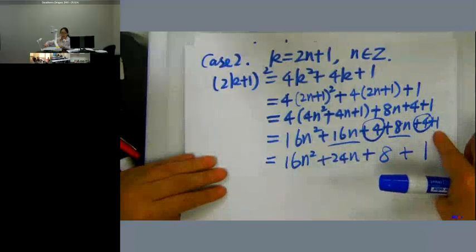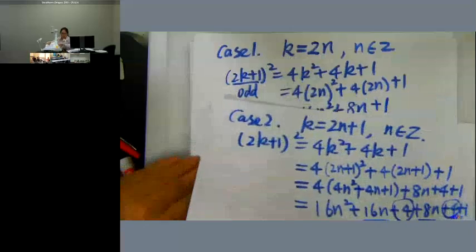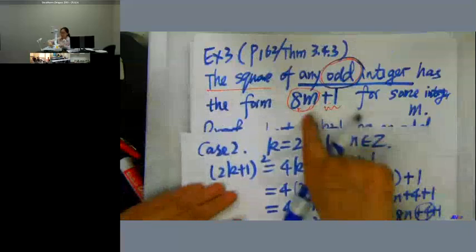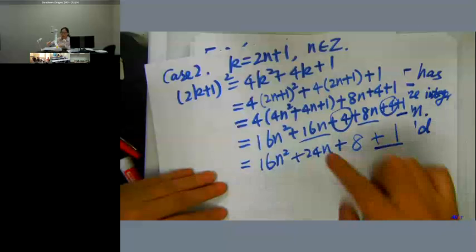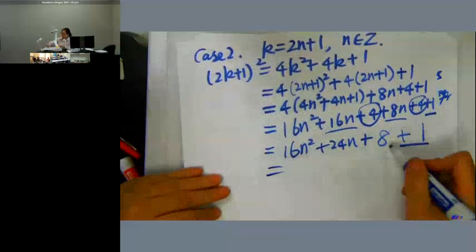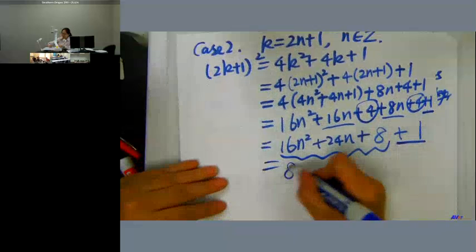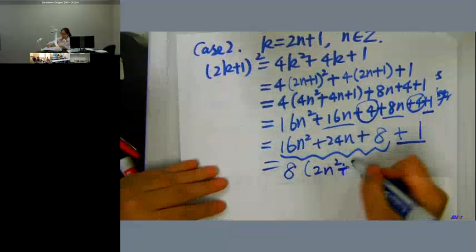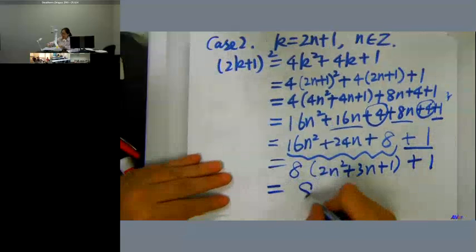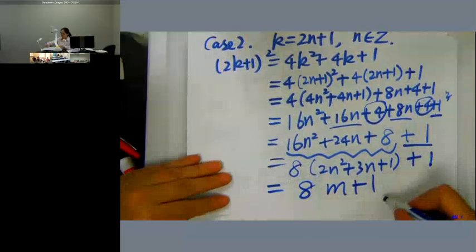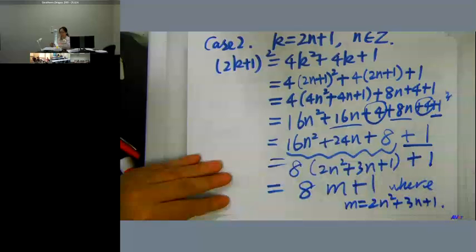Do you know why? Because the problem told us to prove the answer is going to be 8 times an integer plus 1. So that's why I want to leave that 1 there. I don't want to combine to 9. For the rest of the expression, I try to factor out 8, which I can. Now I get 8 times m plus 1, where m is equal to 2n squared plus 3n plus 1. So we're done.